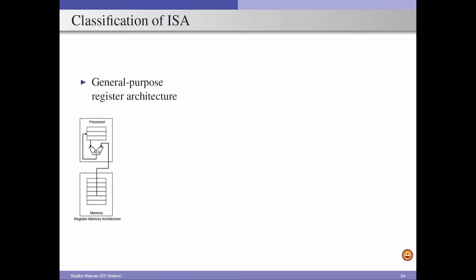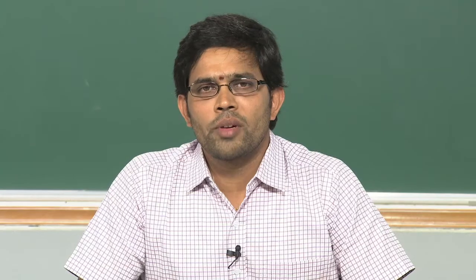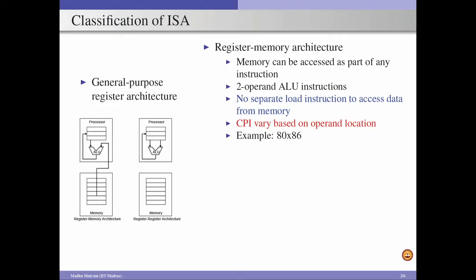In the case of register memory architecture, we have one operand supplied by the processor register, and the other operand can be from the memory. In the case of register architecture, our operations take operands from the processor registers, and we go to the memory only for memory accesses, which are through specific instructions called load and store. So in register memory architecture, memory can be accessed as part of any instruction, and typically the instruction formats consist of 2 operands, where one operand can act as both the source and the destination. Because any instruction can access memory, there is no need for a separate instruction to access memory. That reduces the instruction count in the program.